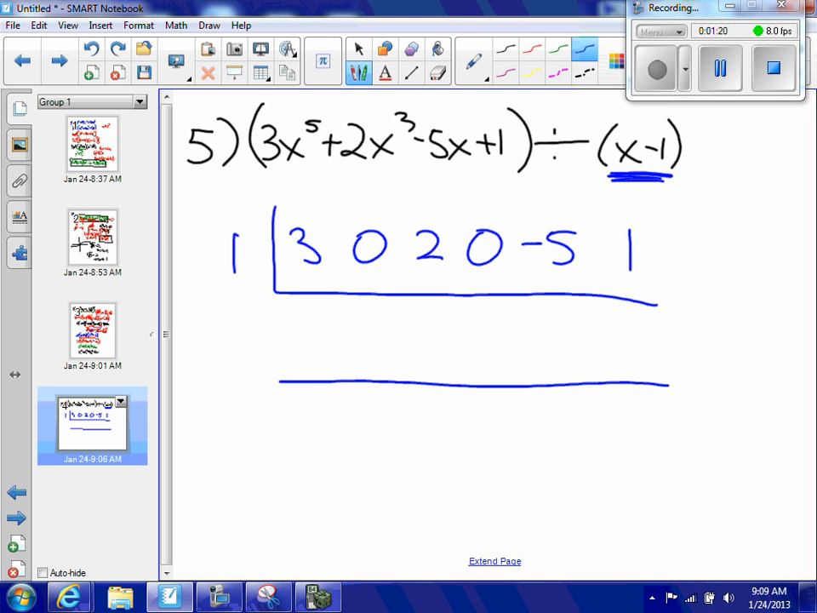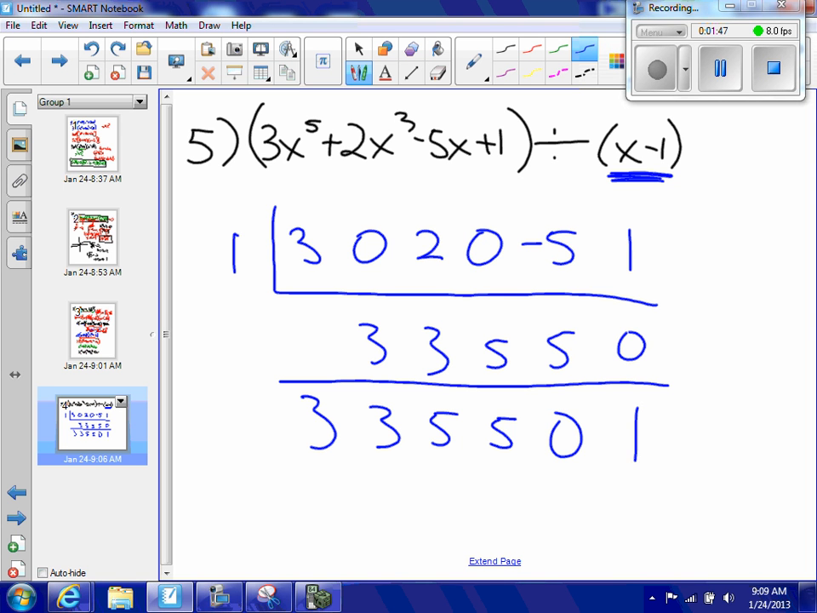Do synthetic division. Drop down my 3. 1 times 3 is 3. 0 plus 3 is 3. 1 times 3 is 3. 2 plus 3 is 5. 1 times 5 is 5. 0 plus 5 is 5. 1 times 5 is 5. Negative 5 plus 5 is 0. 1 times 0 is 0. And I bring down a 1.